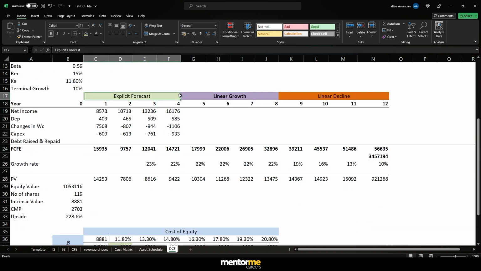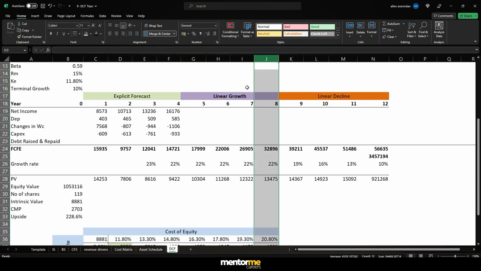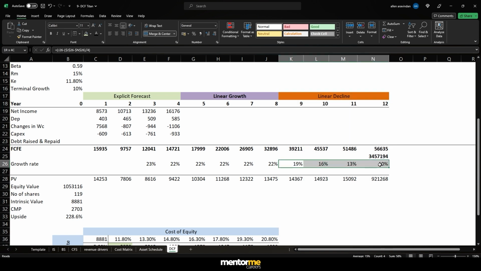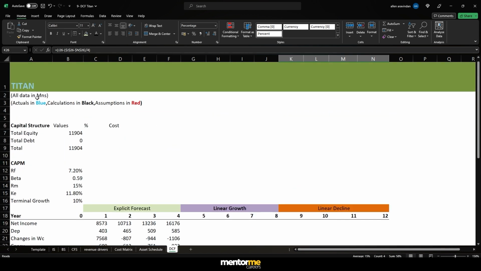That is the reason why we use a linear growth stage, where we are saying, okay, another 8 years is definitely going to be the stage for the company to keep on growing. And then post that, although the company can grow beyond that also, we are saying that for post that, the company enters the maturity stage and the growth rate keeps on reducing. So that's the end of the Titan DCF valuation model.